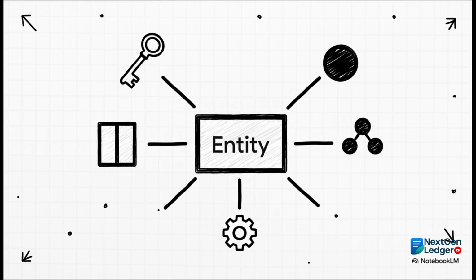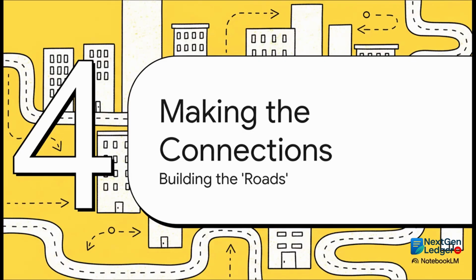Others are composite, like a full name which you can split into first and last. You can even have an attribute that's derived, like calculating someone's age based on their date of birth. The whole point is to capture every little detail that matters. All right, our buildings are full of details. Now it's time to build the roads.